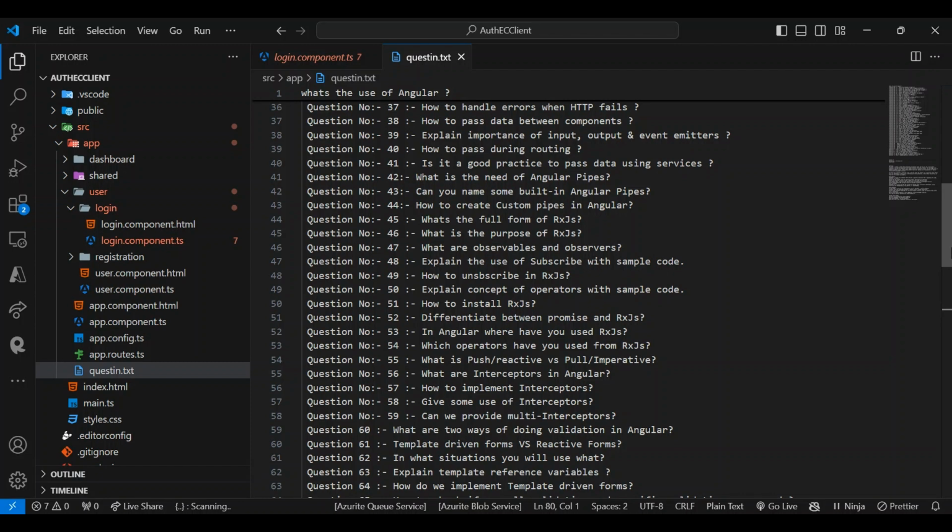They ask project-wise also, if you have mentioned that project, you have experience on this, so where is RxJS used, how you implemented it in your project, what is the need of that, and what do we achieve from RxJS in your project. That question they also asked. Then what operators you use from RxJS. Next question they ask: what is push reactive versus pull imperative?